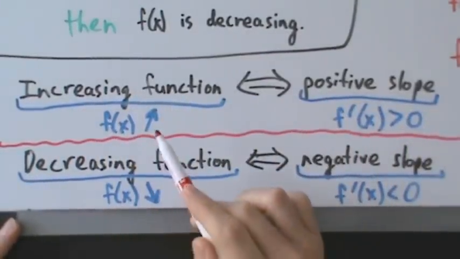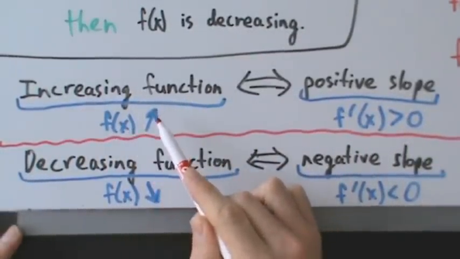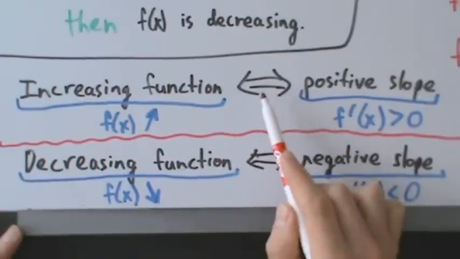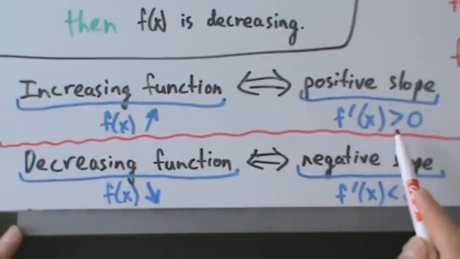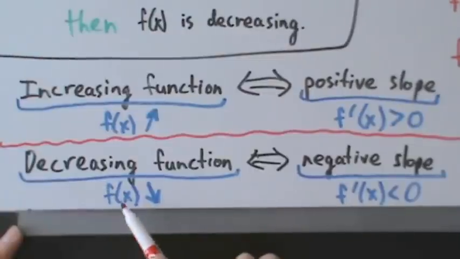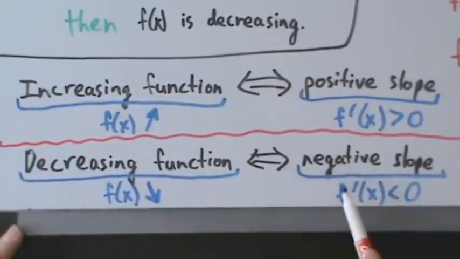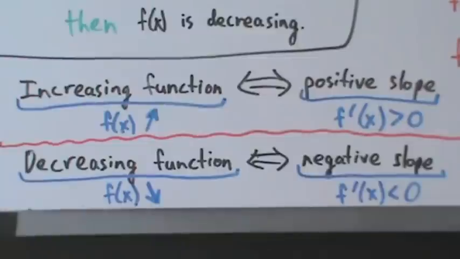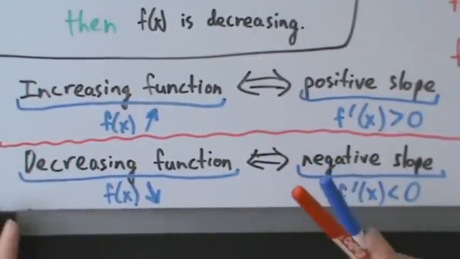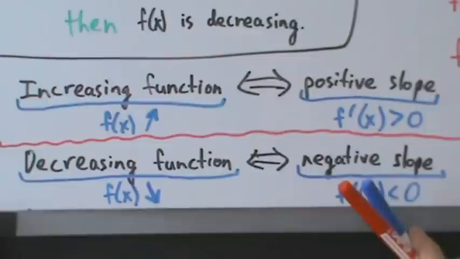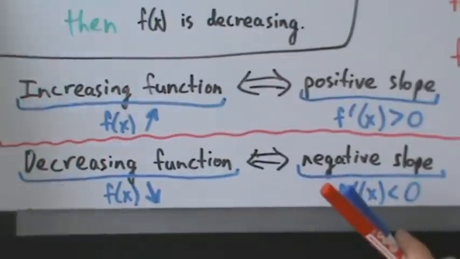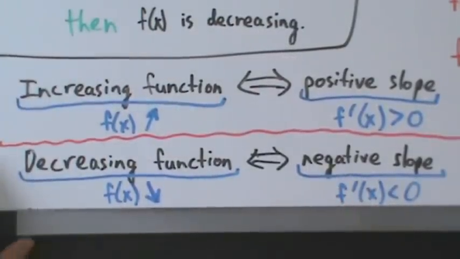So if we have an increasing function, if f of x is increasing, that's the exact same thing as saying f prime of x is positive. If f of x is decreasing, that's the exact same thing as saying f prime of x is less than 0, right? That's the major point here, and it lays the foundation for what's called the first derivative test, which we'll talk about in a later video, maybe the next video.